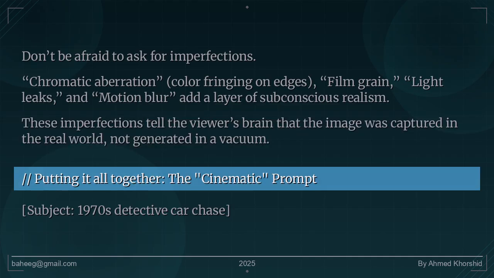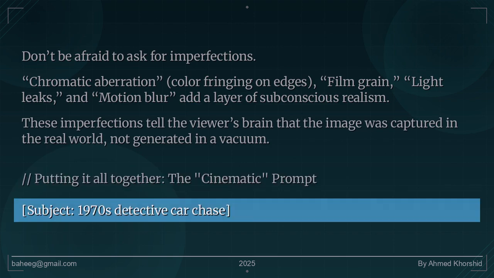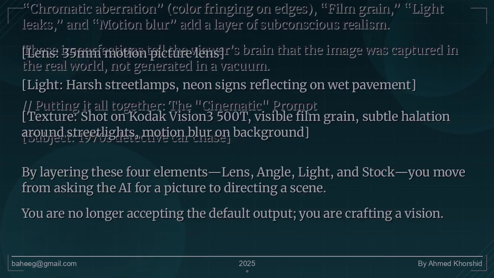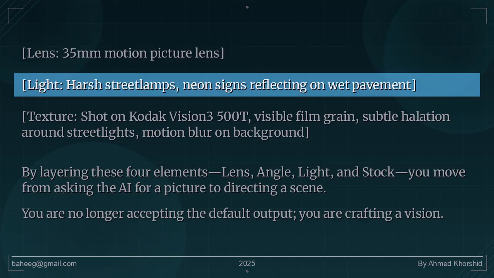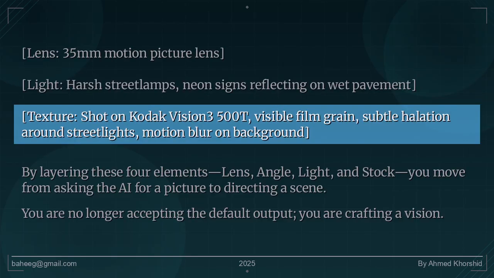Putting it all together, the cinematic prompt. Subject: 1970s detective car chase. Lens: 35mm motion picture lens. Light: harsh street lamps, neon signs reflecting on wet pavement. Texture: shot on Kodak Vision3 500T, visible film grain, subtle halation around streetlights, motion blur on background.